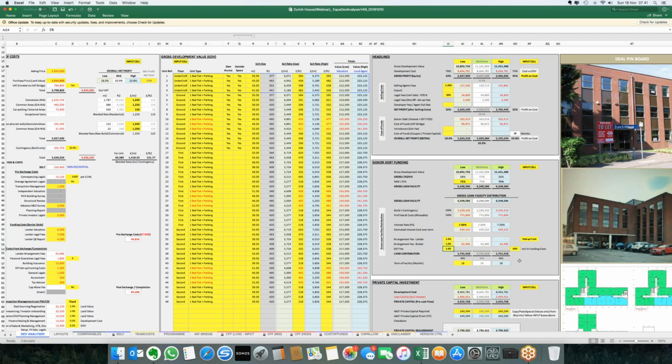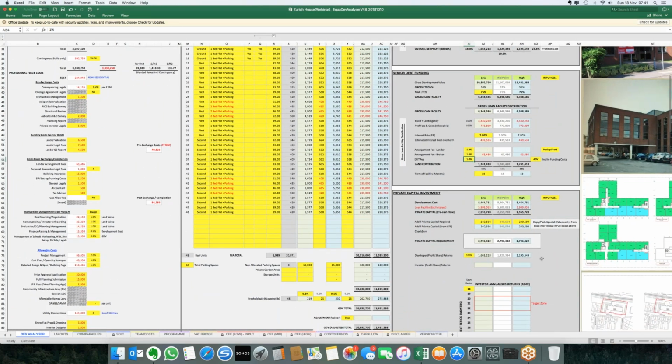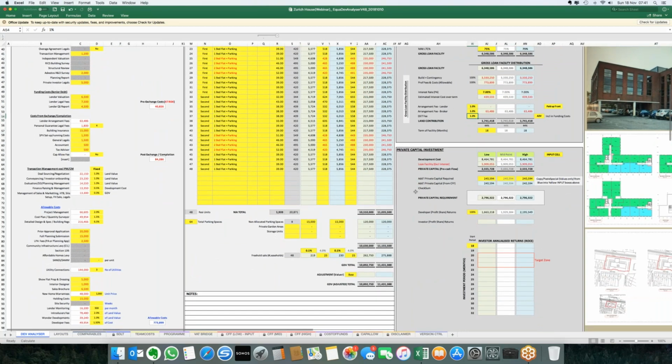You just need to watch on the exit fee, how they've linked the exit fee. So it's percentage based, but have they linked it to the advance, i.e. the gross loan facility, or have they linked it to GDV? If it's linked to GDV, that number will be a lot larger. So just be careful on that. And obviously term of facility, etc.